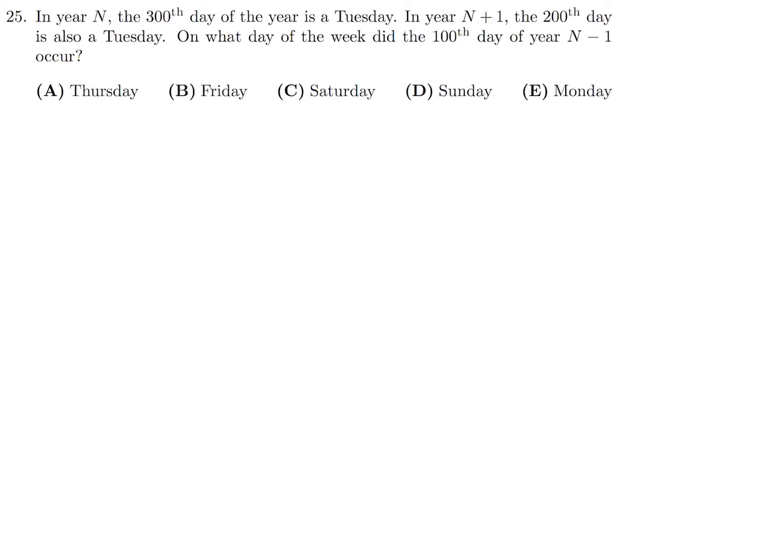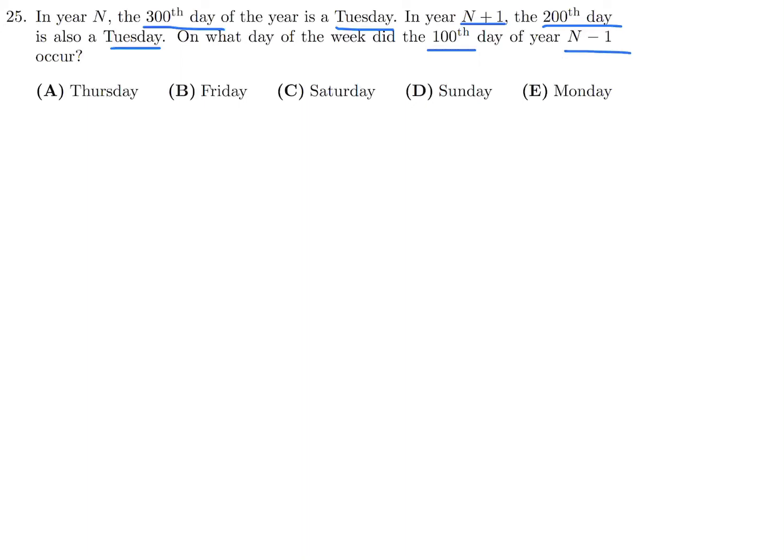In year n, the 300th day of the year is Tuesday. In year n plus 1, the 200th day of the year is also Tuesday. On what day of the week did the 100th day of year n minus 1 occur?